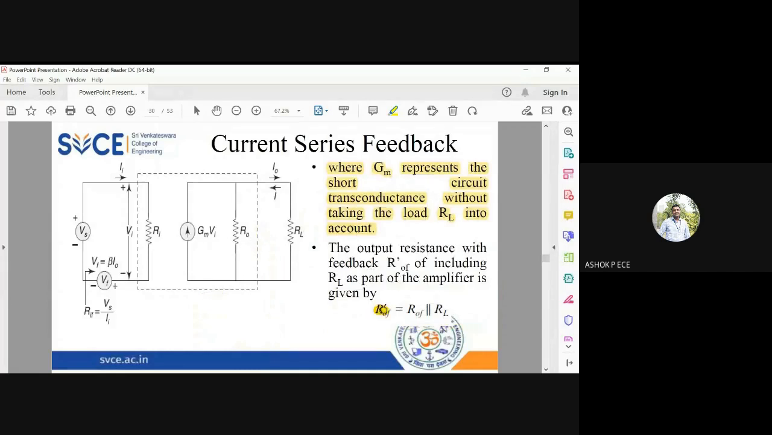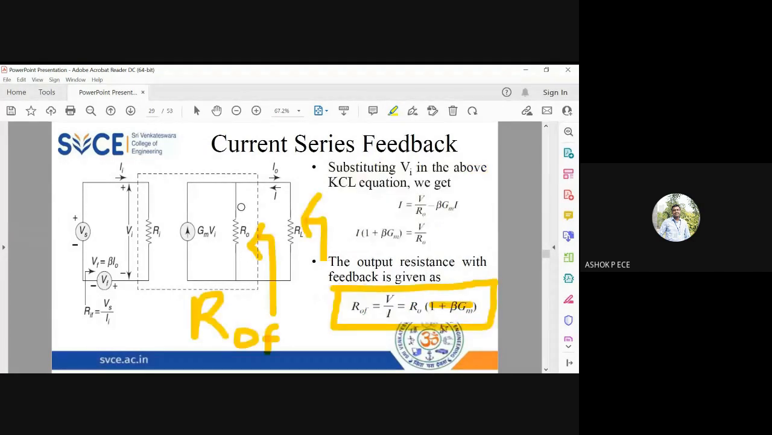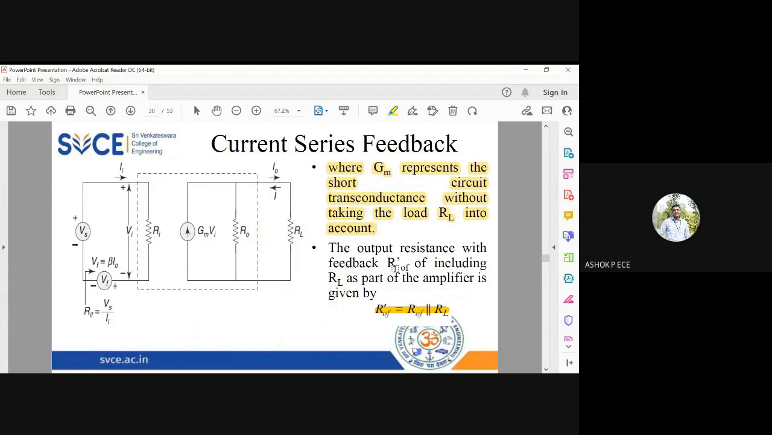R naught F dash will be R naught F parallel to RL. You can even memorize this equation because you can see till here it is R naught F parallel to RL. So effectively both the resistances R naught F and RL are going to be in parallel. So R naught F dash is equal to R naught F parallel to RL.